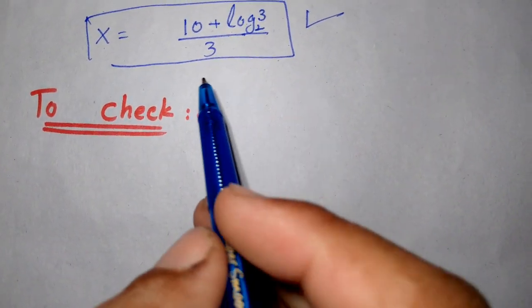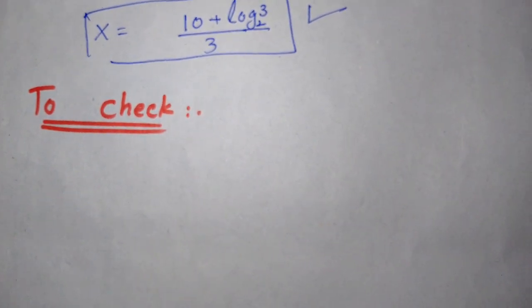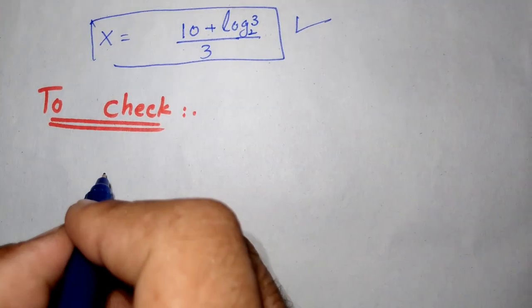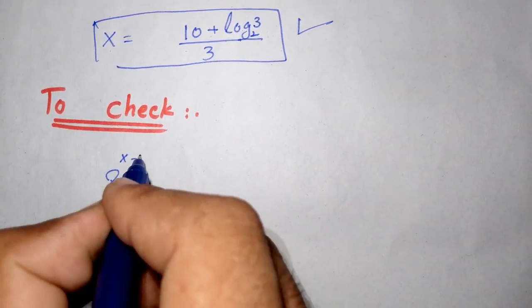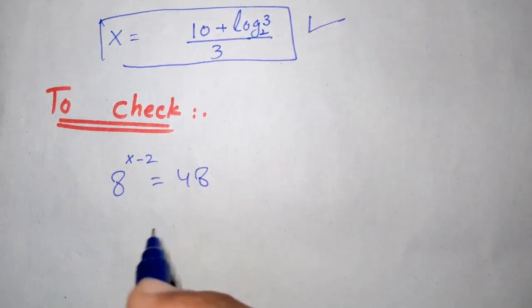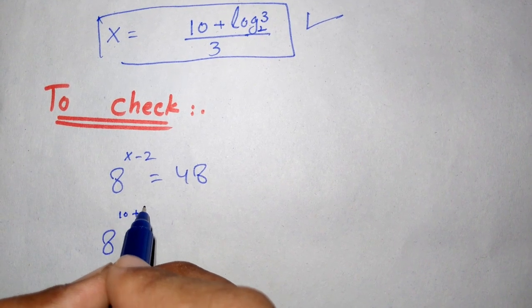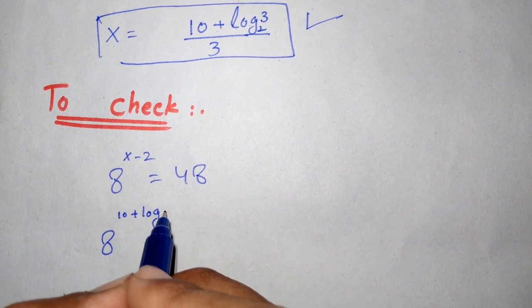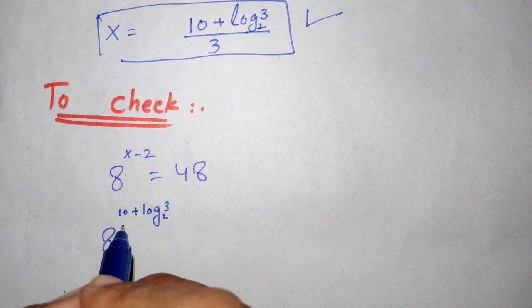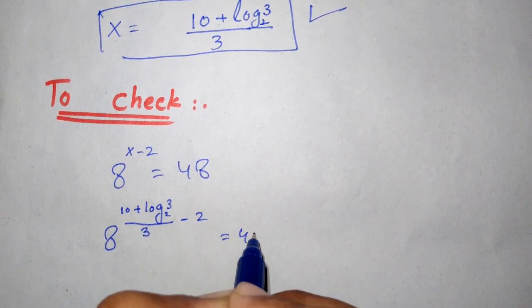Now we have to check our answer. x is equal to 10 plus log of 3 to the base 2 divided by 3. So we have to verify our answer. So we write the question again. 8 to the power of x minus 2 is equal to 48. We have to put the value of x. So this will become 8 to the power of (10 plus log of 3 to the base 2 divided by 3) minus 2 is equal to 48.